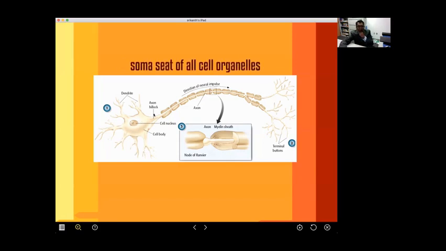But soma is the main important structure. It has all the cell organelles, the ones that you may have learned in your high school, things like nucleus, cytoplasm, mitochondria, or any other cell, all other cell organelles. And soma, as I said, has two kinds of branches that protrude. The shorter branches are called dendrites, and the long one is called the axon.